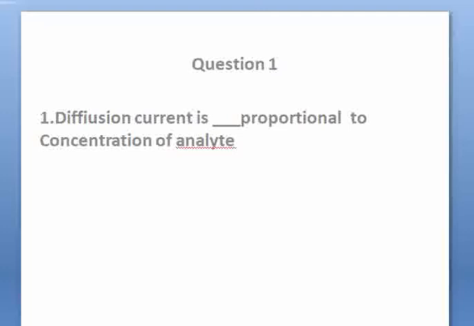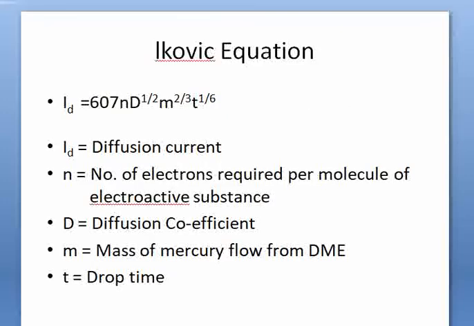இதுக்கு முக்கியமானது ஒரு equation நம்ம PGல படிச்சது, Ilkovic equation. ID is the diffusion current, right? ID is the average diffusion current, equal to 607 n D power half m power 2 by 3 t power 1 by 6. n is the number of electrons required per molecule of the electroactive substance. D is the diffusion coefficient. m is the mass of the mercury flow from the DME. DME means dropping mercury electrode.